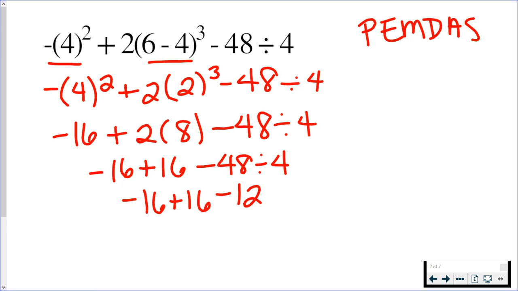And this one ended up being pretty nice because negative 16 plus 16 is just 0. So when you subtract 12, you end up with negative 12 as your final answer.